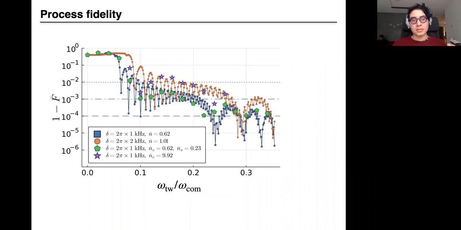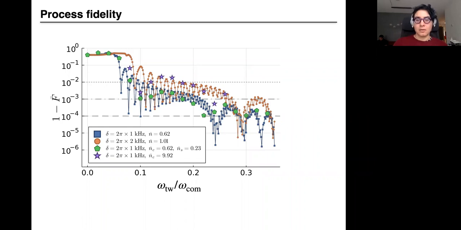And then the purple stars are if you are very bad at cooling your crystal, then that's what it is. You can also, in principle, for 2 ions, have 2 vibrational modes. So the pentagons now include the spectator mode as well, and show that the spectator mode doesn't participate and doesn't degrade your fidelity. So we can see that we can really get to 10 to the minus 6 or so in terms of infidelity, and that's really great.